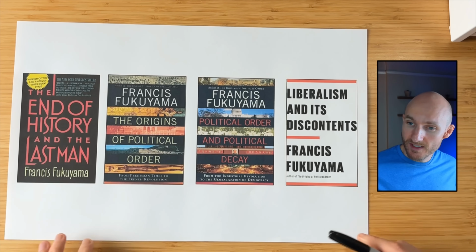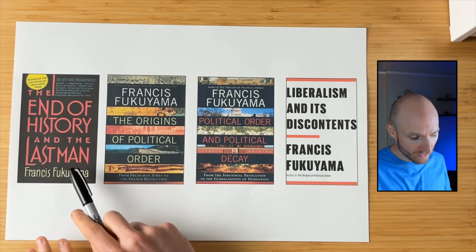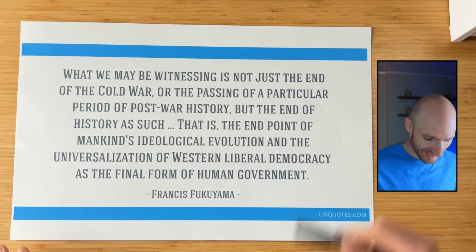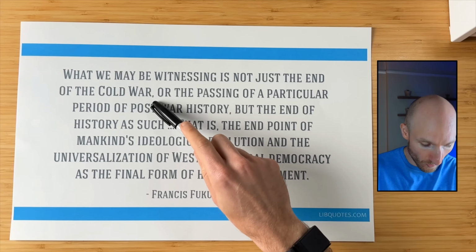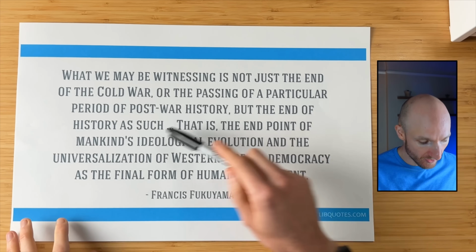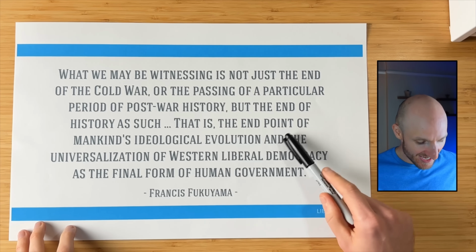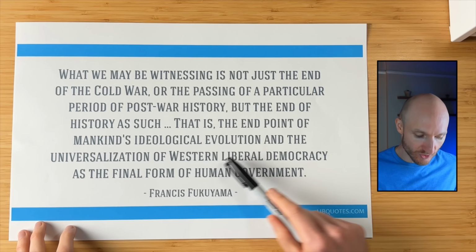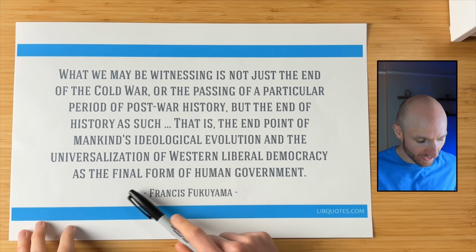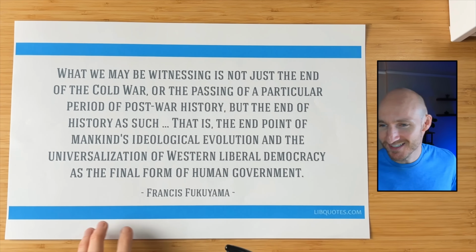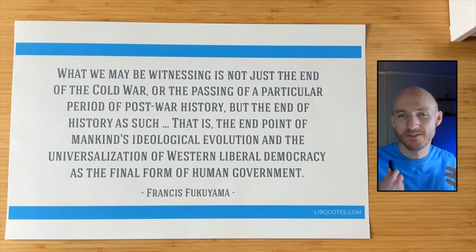The political theorist Francis Fukuyama talks about the rise of democracy in his book The End of History and the Last Man. And in 1992 he says, what we may be witnessing is not just the end of the Cold War or the passing of a particular period of post-war history, but the end of history as such. That is, the end point of mankind's ideological evolution and the universalization of Western liberal democracy as the final form of human government. And poor Francis, he's been raked across the coals for this take, because obviously these days it's like, oh no, we've got democratic backsliding.